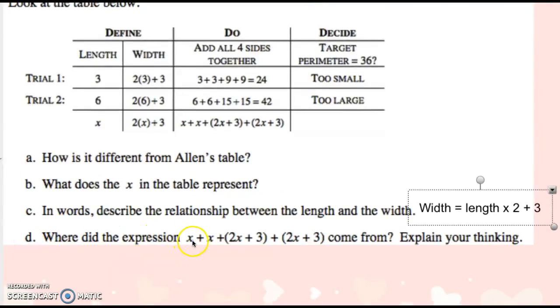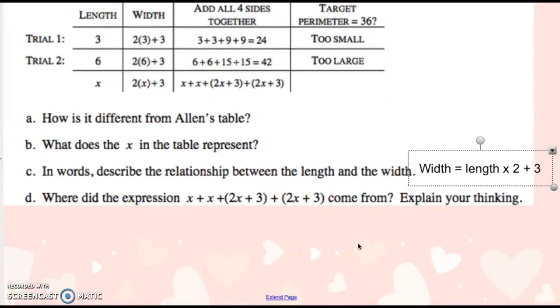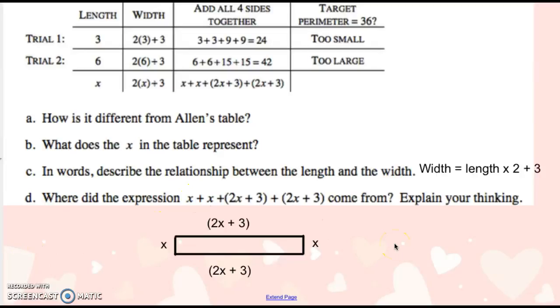D, where did the expression x plus 2x plus 3 plus 2x plus 3 come from? Explain your thinking. Please pause the video and record your answer, and then I will show you my answer. Expression x plus 2x plus 3 plus 2x plus 3 comes from the perimeter, because I know on perimeter I have 2 lengths plus 2 widths of 2x plus 3, and I get that from the last row of my table, and I know that I have to add all of those together to get the perimeter. So that would be the equation using x as a variable for the perimeter of our rectangle.